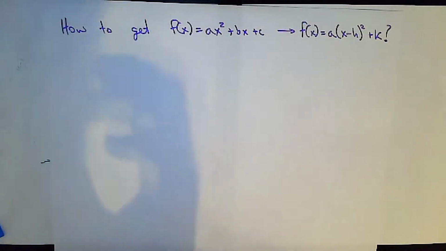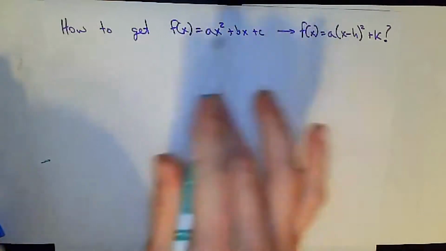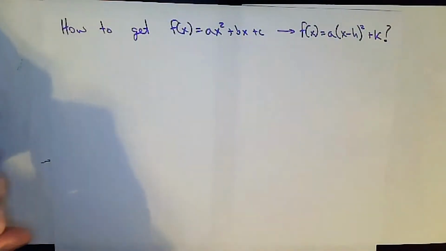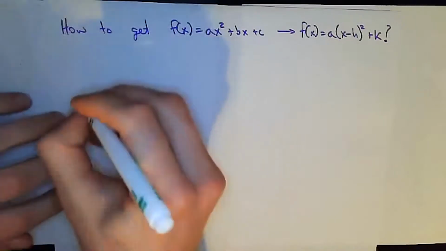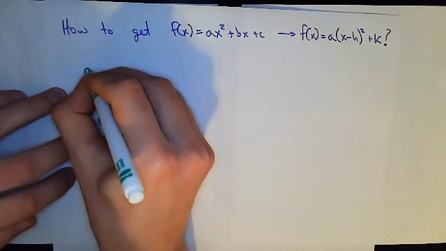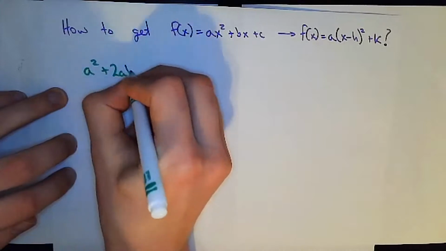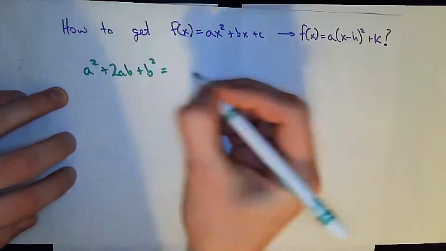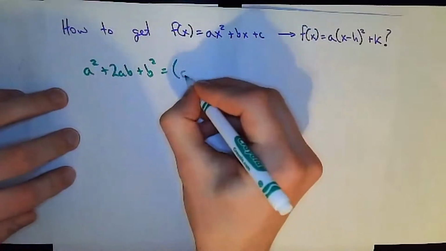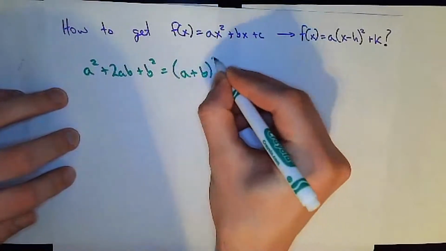So we need to do some preliminary stuff before we begin our discussion about the transformation of this to that. First of all, I need you to be able to recall the formulas a squared plus 2ab plus b squared is equal, and these are different a's and b's, okay? This is just using the same a and b for a different thing here.